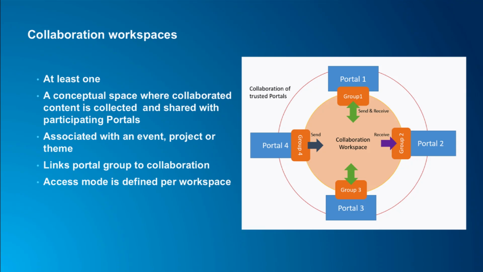The access mode is defined per collaboration workspace, which means you can have one collaboration with the same department. In today's example, we use the transportation department and the public works department. In one workspace, you can have the public works department sending content to the transportation department. In the second workspace, you can have the transportation department sending content to the public works department. You can have a third workspace where both are sharing and receiving content at the same time. You don't need to create multiple collaborations. All of it can fit into one collaboration.